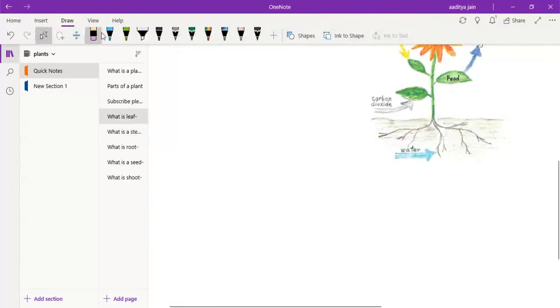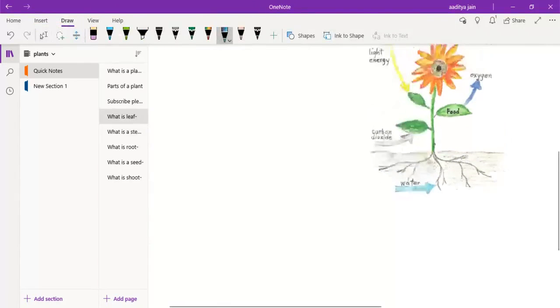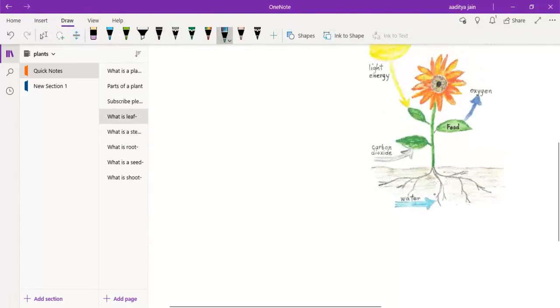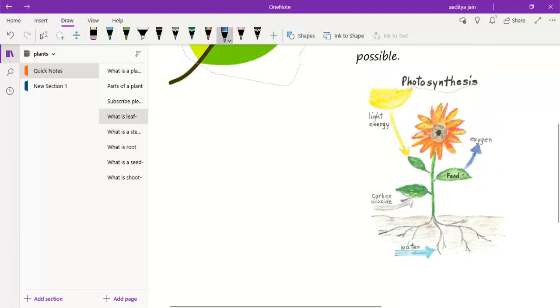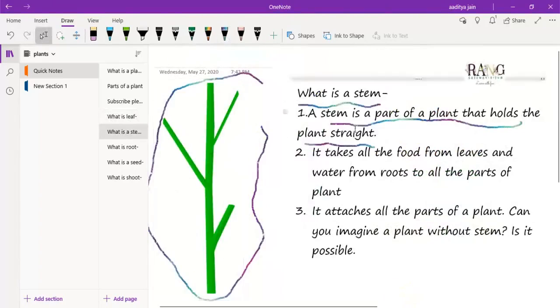it is taking the water from the roots. See, water is entering through the roots and it is going into the stem, and the food is being prepared in the leaf, and the food is then transferred to the stem. This means that the stem transfers food from one part of the plant to another. It also transfers the water.